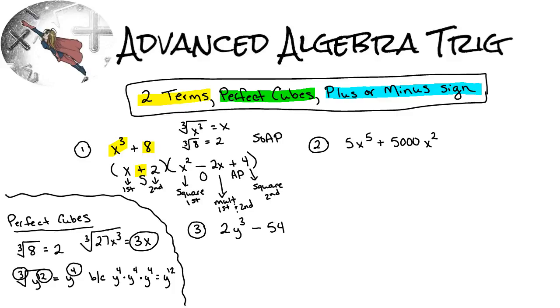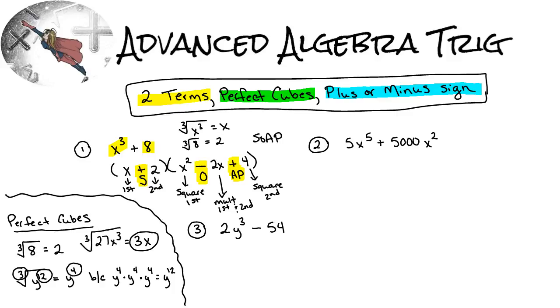So the plus is the same sign as the original problem. The minus is the opposite sign, O for opposite, as the original problem. And then this last plus is always going to be positive in every single problem that you do.